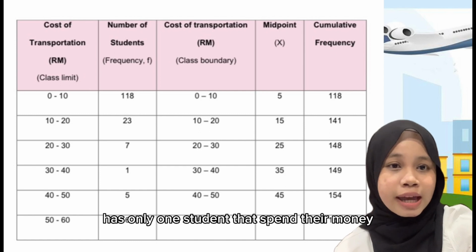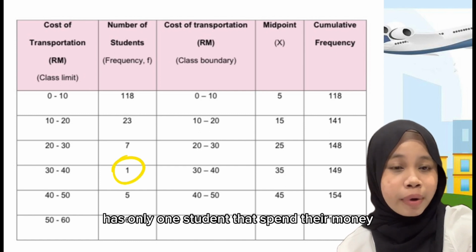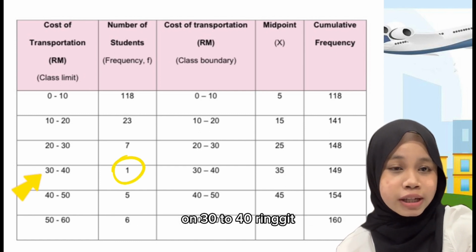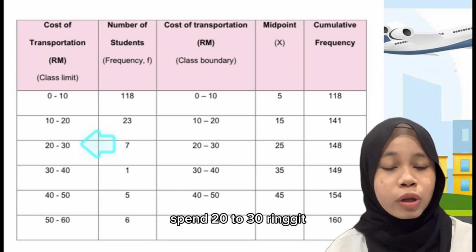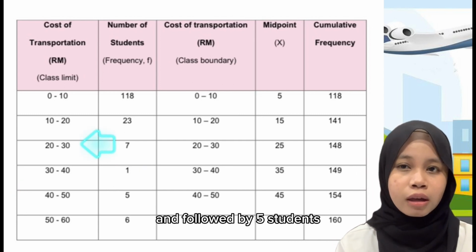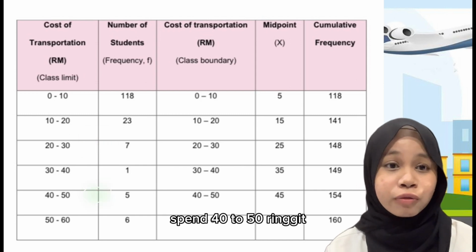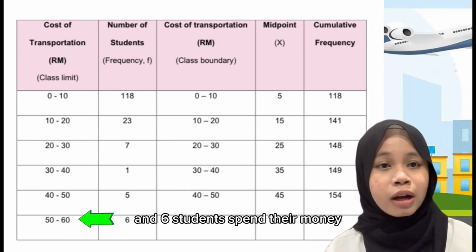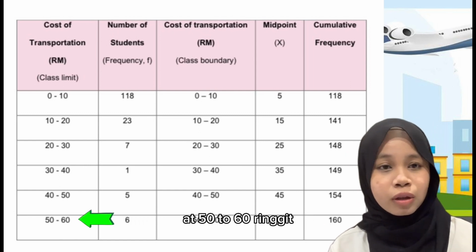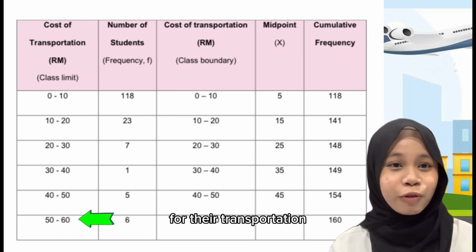Based on the study, only one student spends 30 to 40 ringgit on transportation. You can see there are 7 students that spend 20 to 30 ringgit, followed by 5 students that spend 40 to 50 ringgit, and 6 students that spend 50 to 60 ringgit on their transportation.